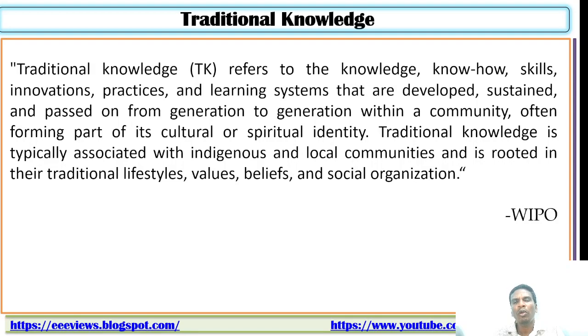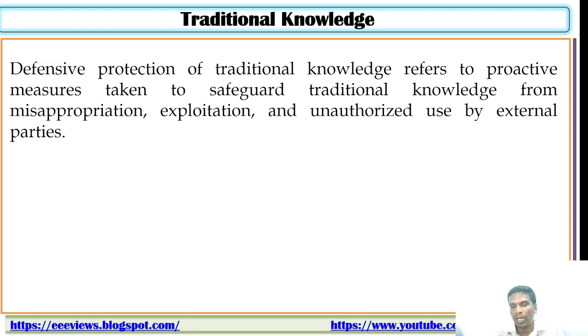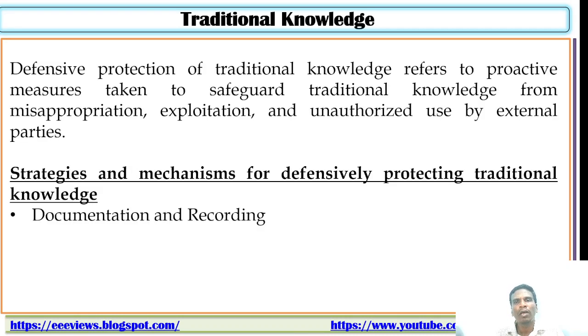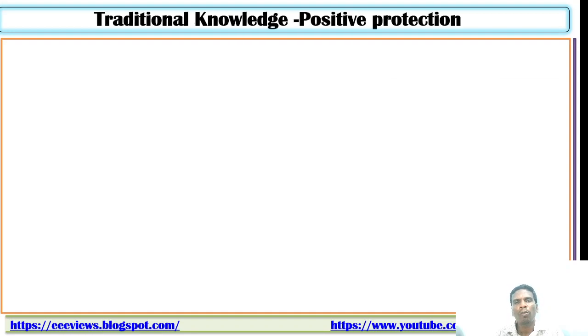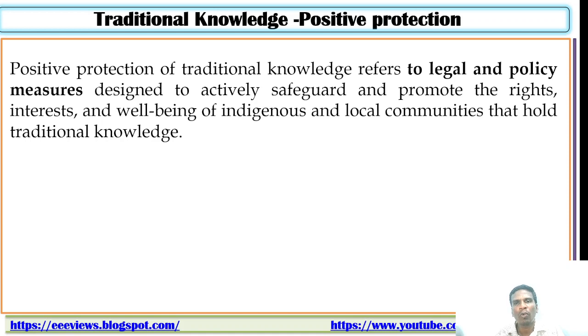So how are we going to protect this traditional knowledge? We can protect it in two ways: defensive protection and positive protection. Defensive protection means how we protect it from third parties. We can do so using documentation. If we have proper documentation, we can protect it, or we can have proper label certificates, and then we can have proper protection. So this is defensive protection. Positive protection mainly focuses on legal frameworks for protecting traditional knowledge. You can see the case study of turmeric.